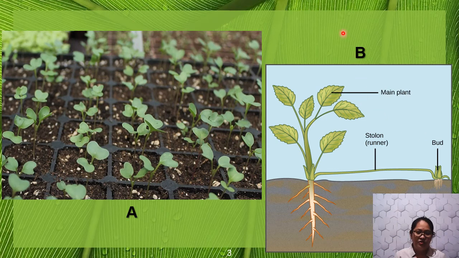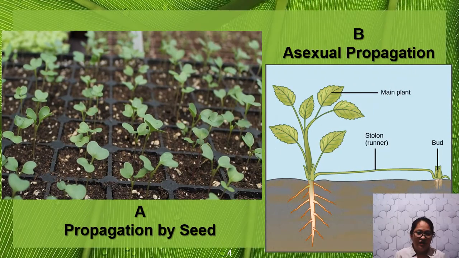Now, let me show you these two pictures. Try to analyze what is picture A and what is picture B. These two pictures concern plant propagation. Okay, now let us see if you got the right answer. Letter A illustrates seed propagation, and letter B picture illustrates asexual propagation.